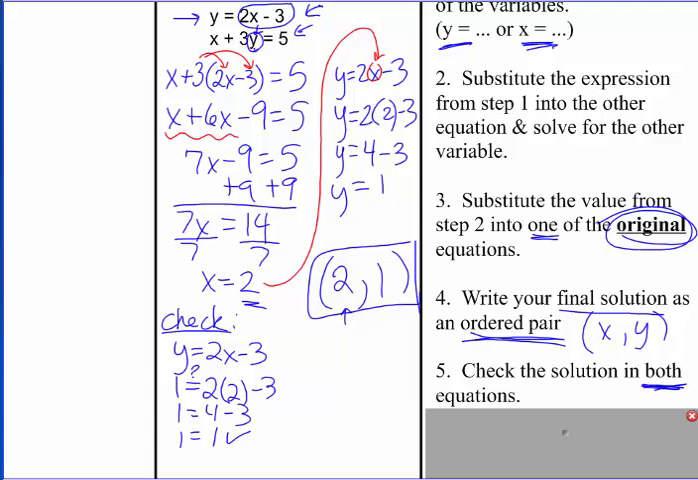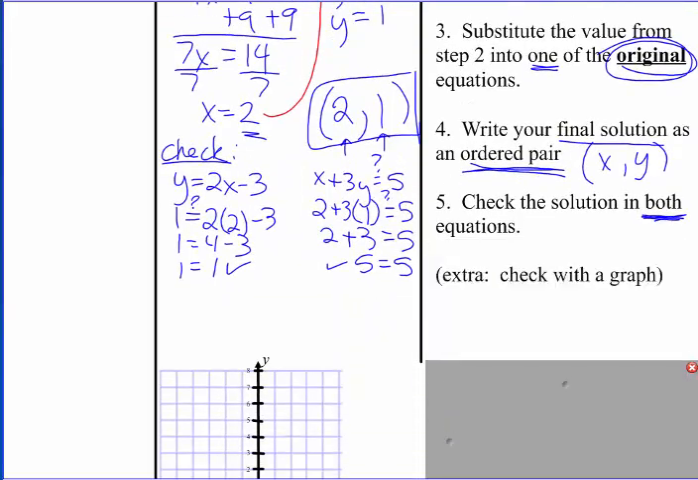Now we're going to check the other equation. So x plus 3y equals 5, so we want to see if it works in that equation. So x is 2, 3 times y is 1. So 2 plus 3, because 3 times 1 is 3. 2 plus 3 is 5, so 5 does equal 5, so it does work in both.